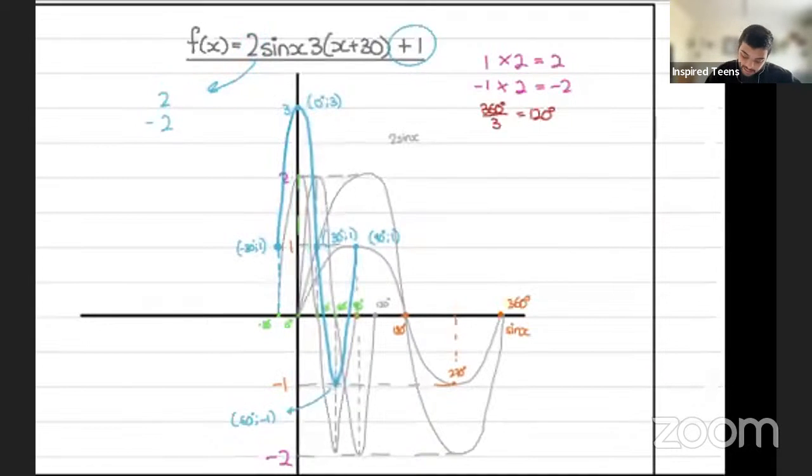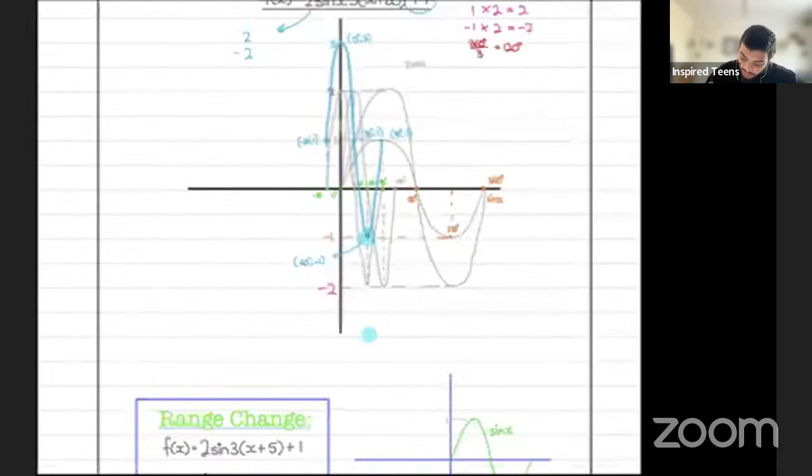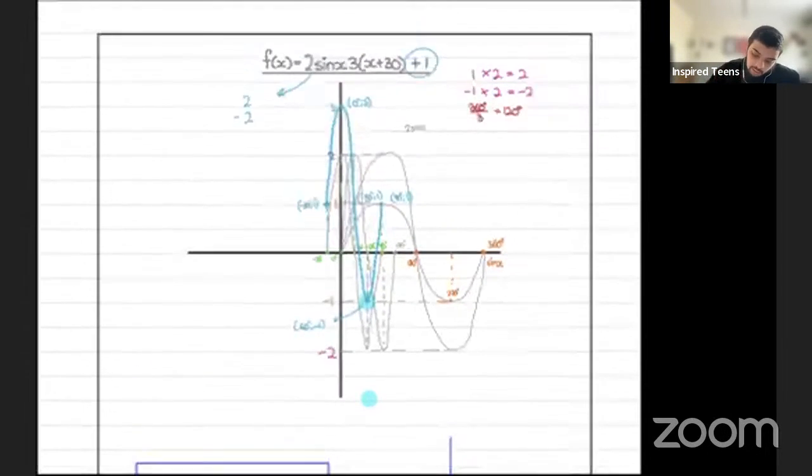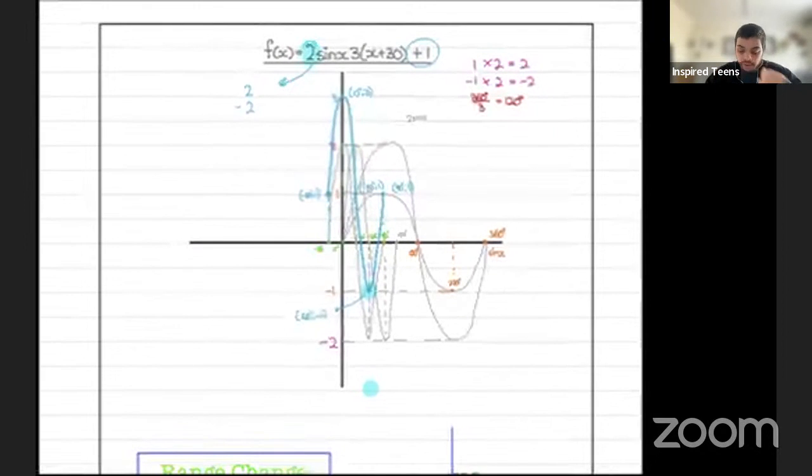So why is it -1? I'm assuming you're asking, why is it -1 and not -3? That's just because the coefficient of this function is still 2. Our amplitude still needs to be 2. Again, from 1 to 3, that's going up, the positive amplitude, and from 1 to -1, that's -2 going downwards. So we're still maintaining that amplitude.